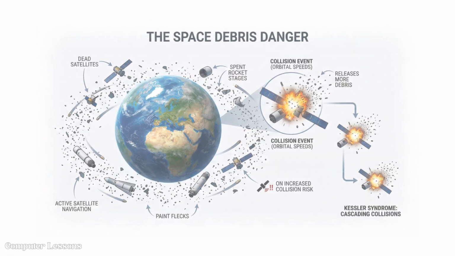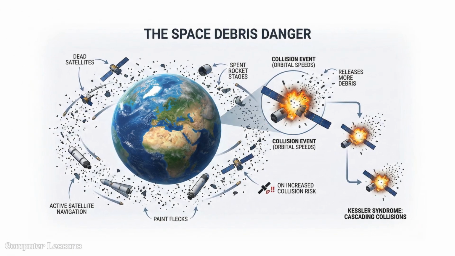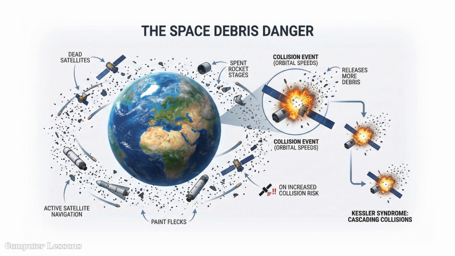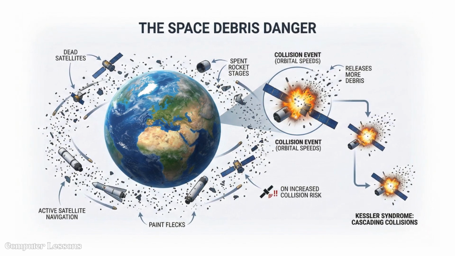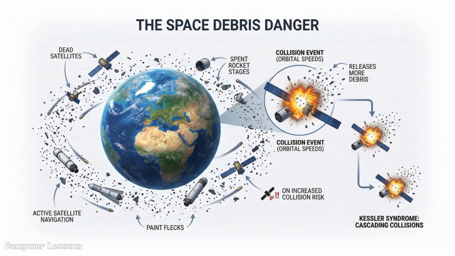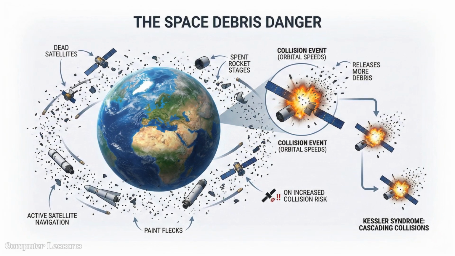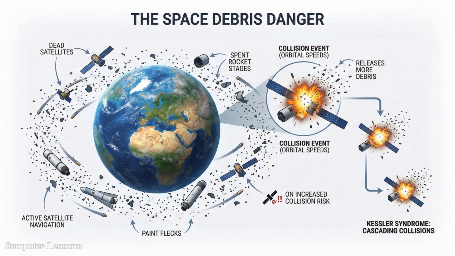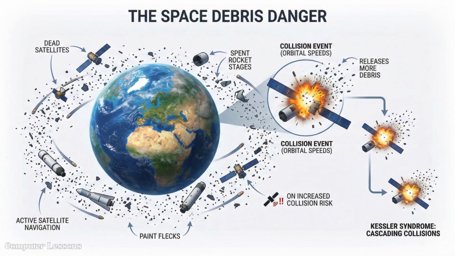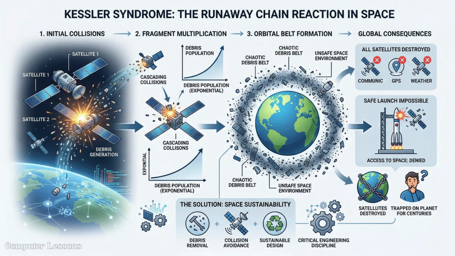However, all this activity has created a dangerous situation: space debris. There are millions of pieces of dead satellites, rocket stages, and paint flecks orbiting Earth like bullets. A collision at orbital speeds releases more debris, increasing the chance of further collisions. This creates a runaway chain reaction scenario known as the Kessler Syndrome. If this happens, a belt of debris could form around the Earth, destroying our satellites and trapping us on the planet for centuries, unable to launch rockets safely. Space sustainability is now a critical engineering discipline.